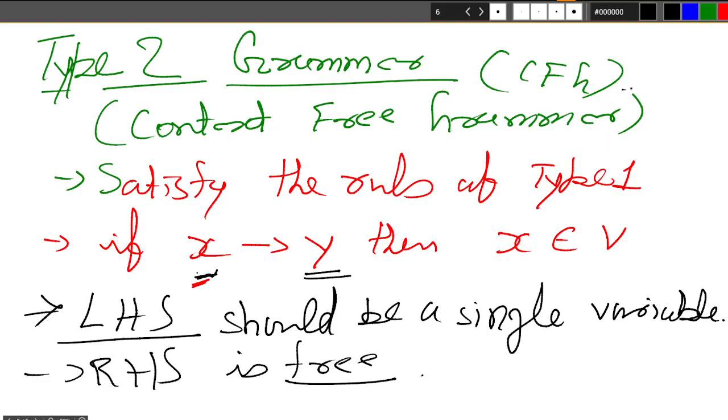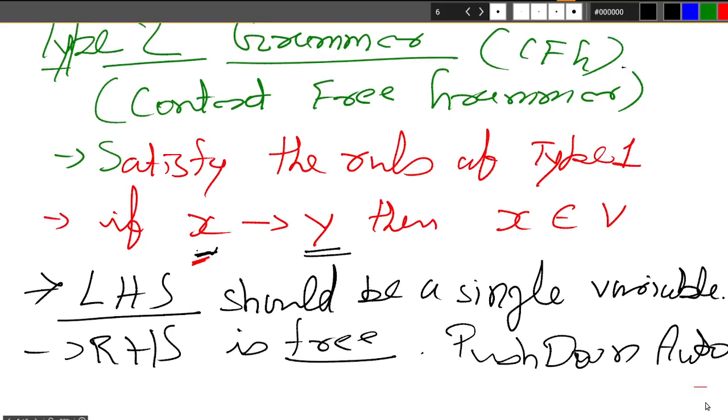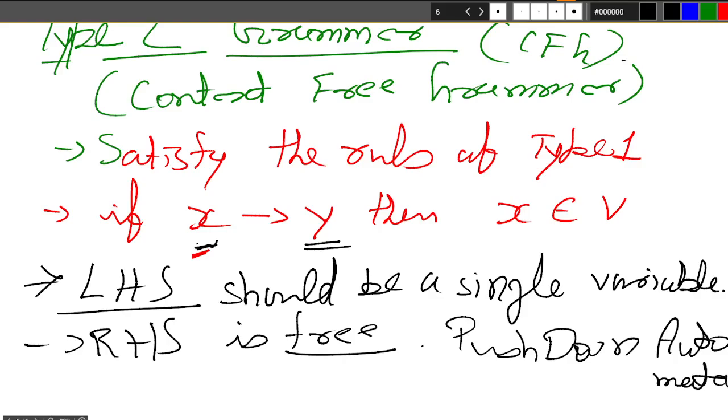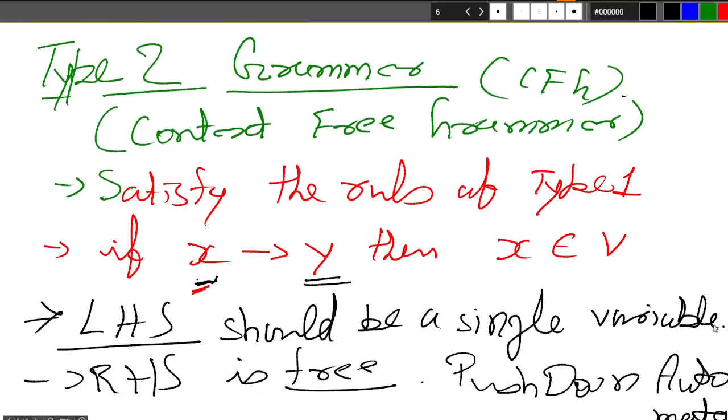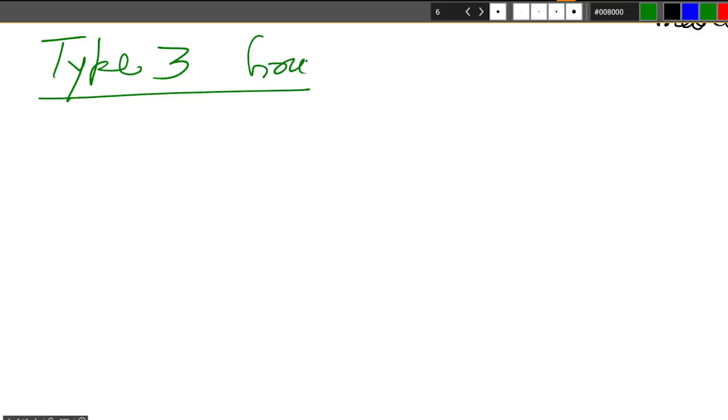This is context free grammar. You will be using such grammars for your push down automata. Such are the things you have been seeing. Now we are coming to type 3 grammar. The type 3 grammars will also be called regular grammar.